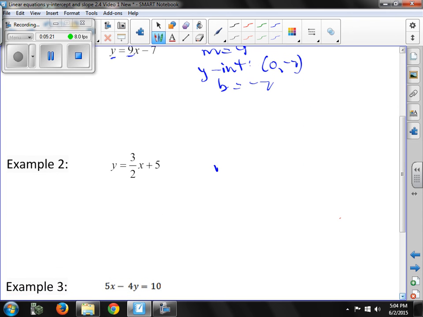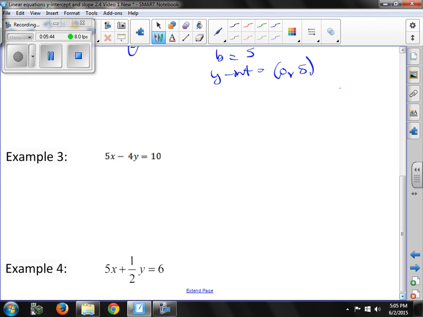Again, we want to find the slope and the b and the y-intercept. The slope, since it's already solved for y, is 3/2. The b is the 5. And in ordered pair form, x is 0, y is 5.